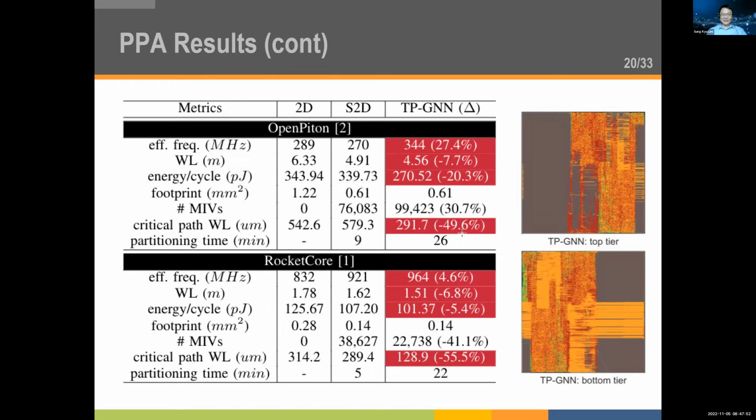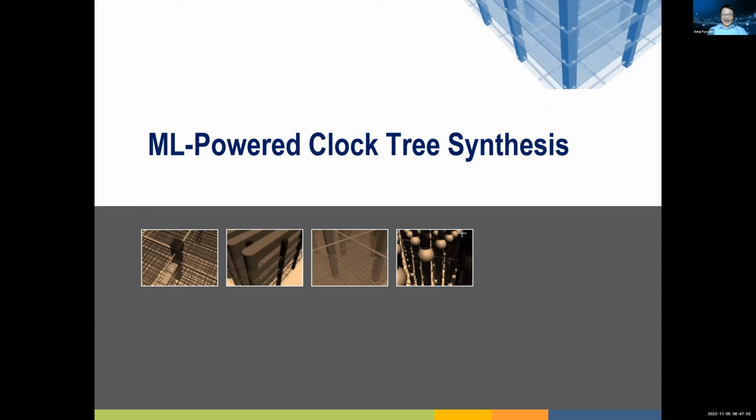I see. Okay. The second work is about using GAN to do clock tree synthesis. By the way, this is not actually 3D. We don't have too many papers on 3D, so this was in fact 2D. In any case, this is about making users of EDA tools smarter.